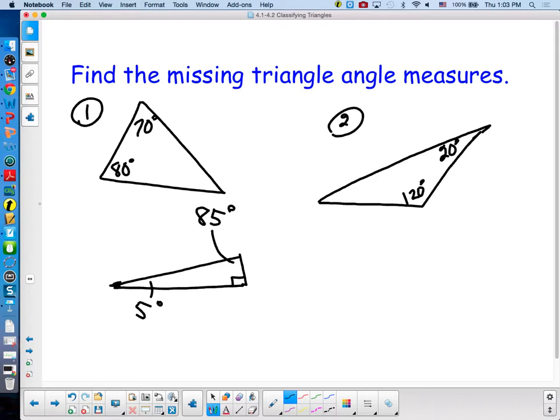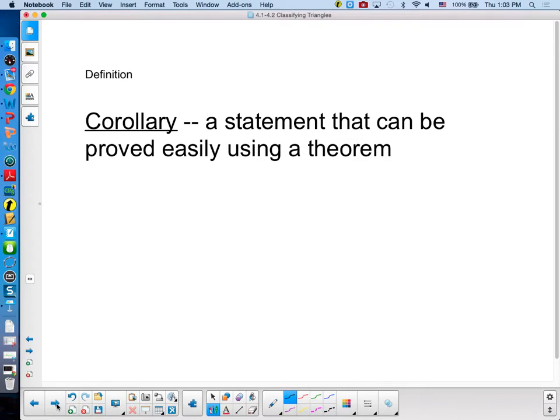Okay, so our answers were 30 and 40, and then we talked about another one. There are a couple corollaries. They are things that I talked through with you. What's a corollary? A statement that can be proved easily using a theorem. So these two come easily from the triangle sum theorem, and I asked you them just a little bit ago, and you told me the right answers.